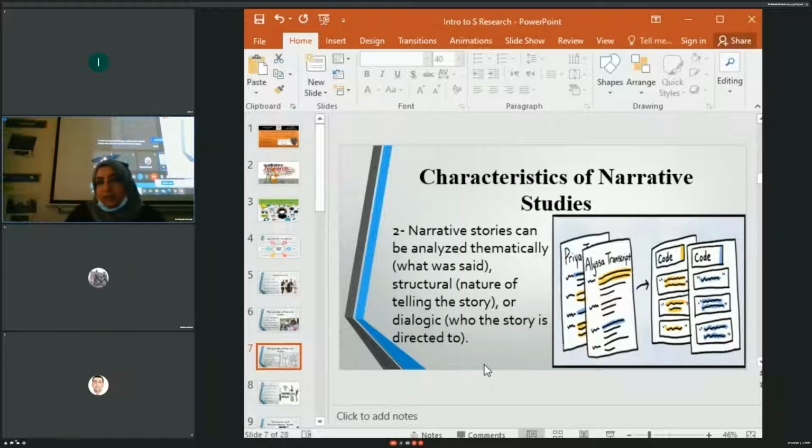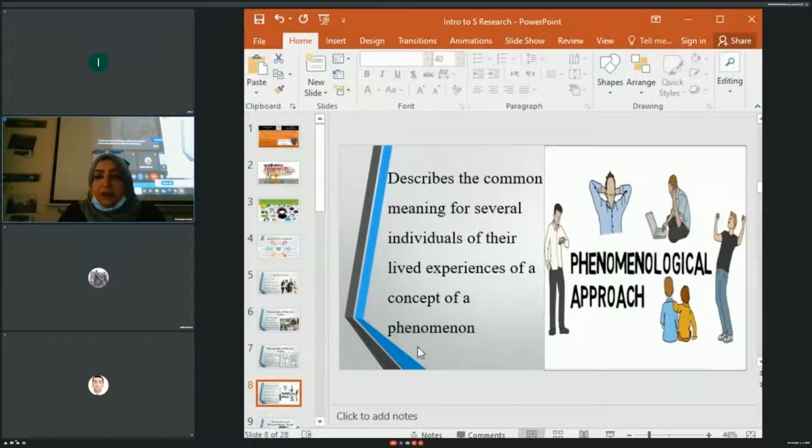We can say these kinds of people, just like talking to kids when they say the story. This kind of people, they talk just like they are talking to adults, etc. Because human beings are different when they tell stories. That's why your analysis of the data will be different. We are done with narrative studies.